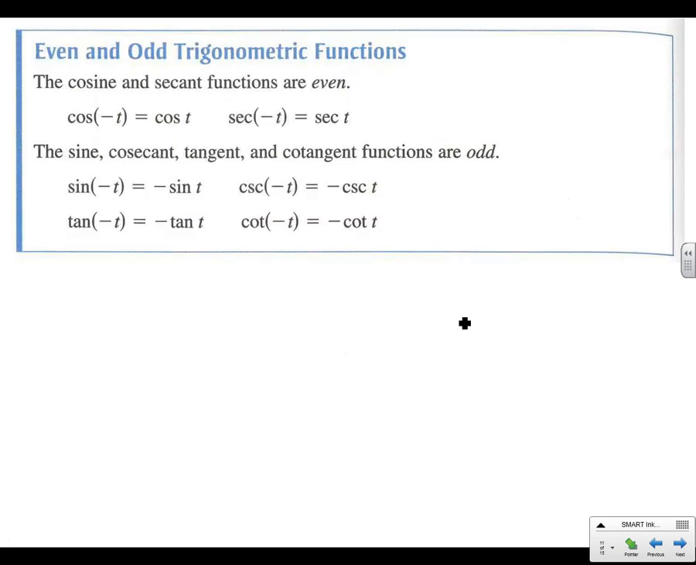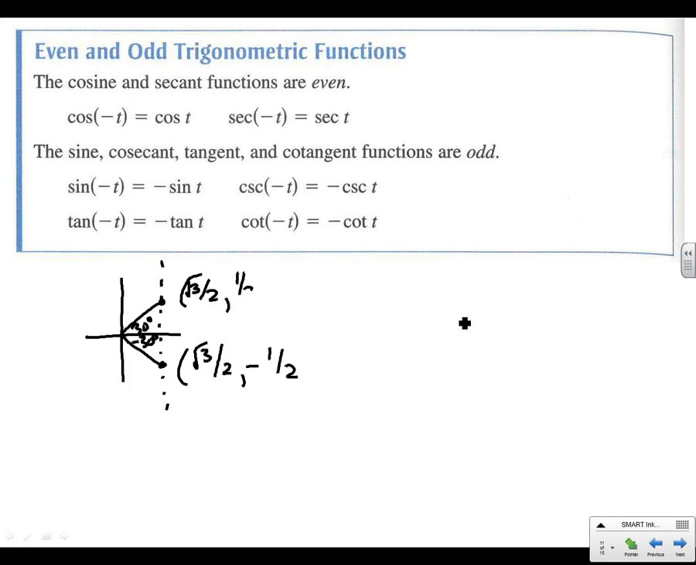Now let's take a look at some properties here. If I go up 30 degrees, I'm going to have an x value of root 3 over 2. If I go down the same way but in the opposite direction, negative 30 degrees, take a look at what my x value is going to be. It should be exactly the same because we're the same distance to the right of the y-axis. So my x value here is also going to be root 3 over 2, comma. Down here we're at negative 1/2. Up here we're at positive 1/2.